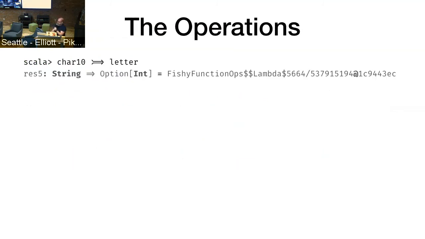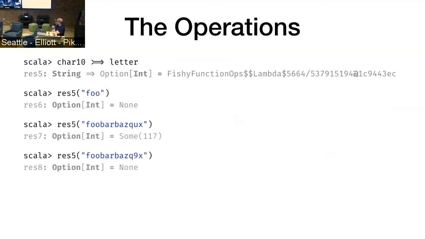Okay, and now we can call it. We can call it on foo, we get none. We call it on this long string, and we get whatever letter has character code 117. And if we call it on one where that character is not a letter, we get none back. Okay, so we were able to compose those two functions. The effects composed.